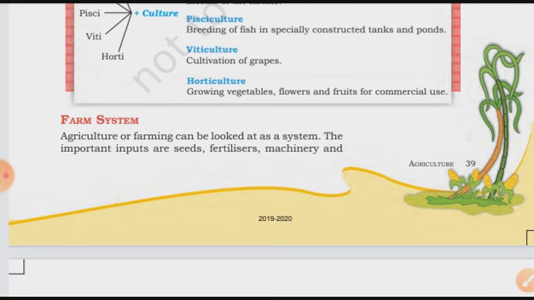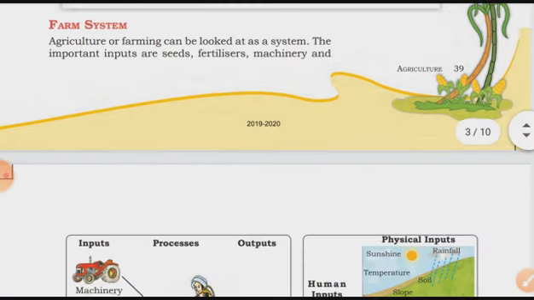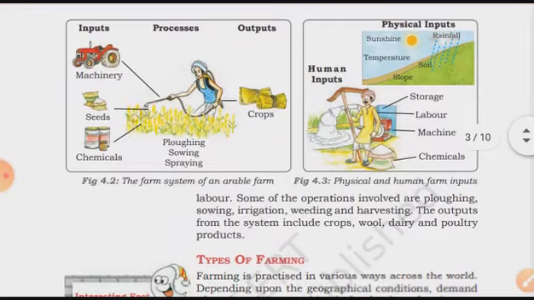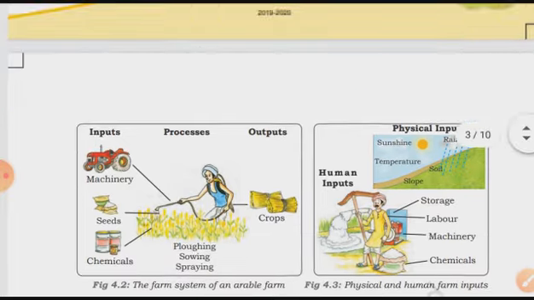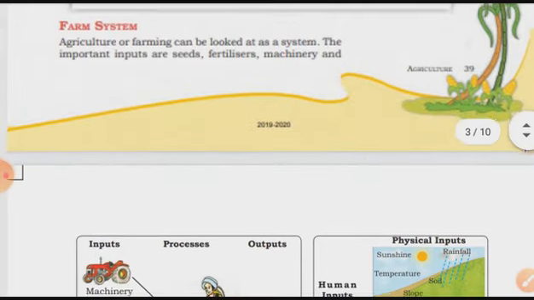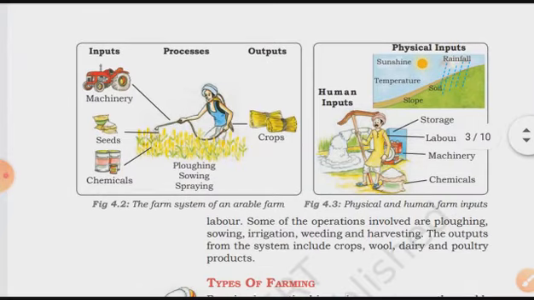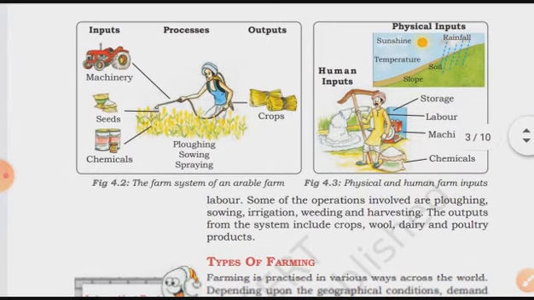The inputs are the means for doing farming or agricultural activities. So we need some inputs like seeds, fertilizer, machineries, and labor. If you are going to grow crops on a particular land, we need seeds, fertilizer as they have given here, machineries as well as labor for doing the farming activities on the land. And some of the operations involved are plowing, sowing, irrigation, weeding, and harvesting.